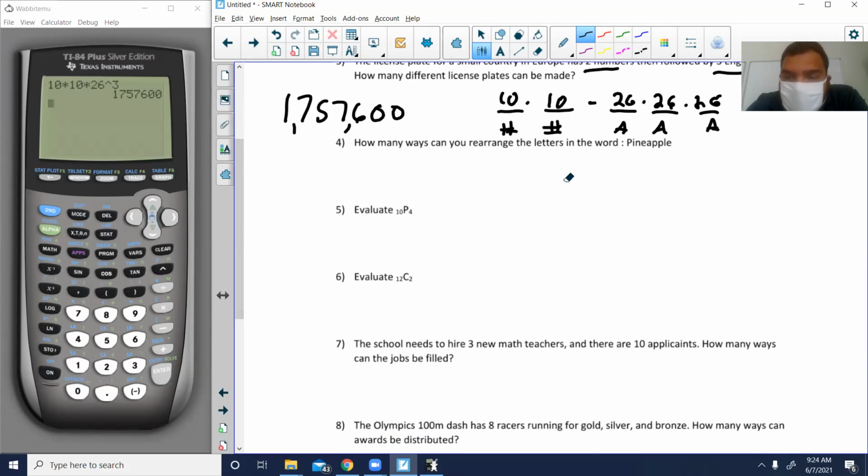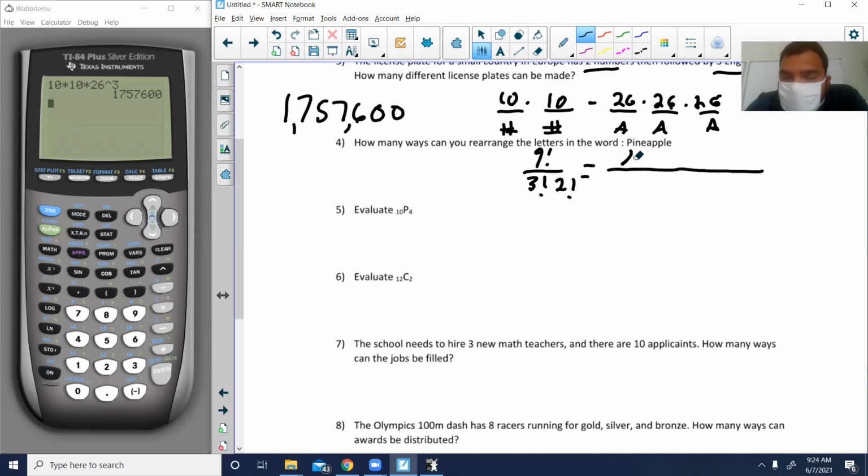All right, how many ways can you rearrange the word pineapple? So this one, you have to figure out what on top is how many letters are there in total. So pineapple has 1, 2, 3, 4, 5, 6, 7, 8, 9. So 9 factorial. On bottom, you have to count the repeats. There are 3 P's and 2 E's.